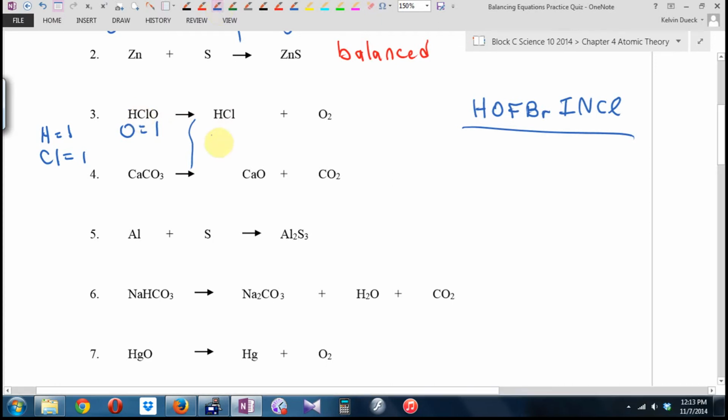Let's find out. 1H, 1Cl, 2 O's. How can we balance this? Well, right now what's unbalanced is oxygen. I got 2 on the right. I got 1 on the left. I put a 2 there. Courtney, did you do that? No. Then you're good. Is that it? Yeah, that's balanced? Oh, I guess I can go 2, 2, 2, 2, 2.